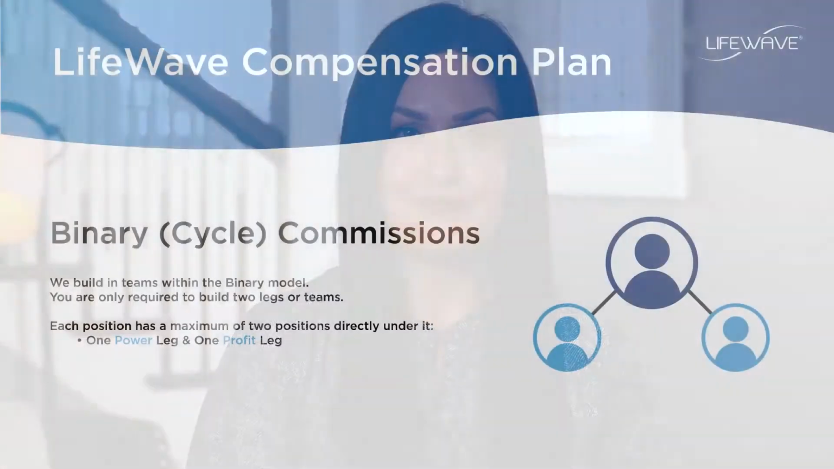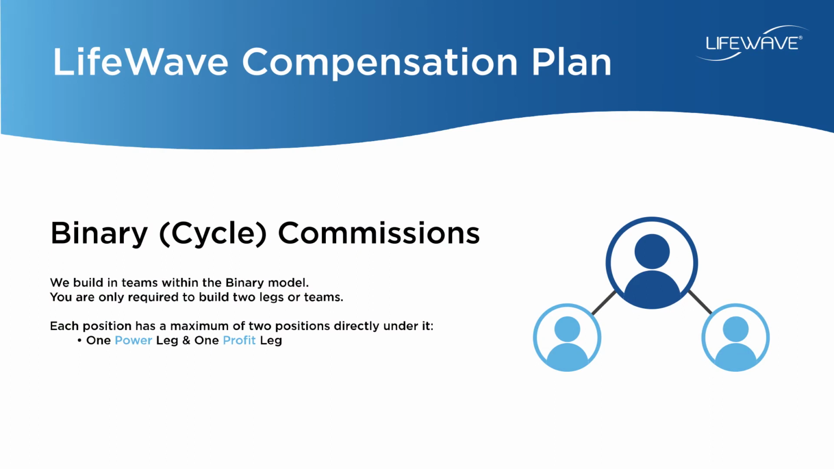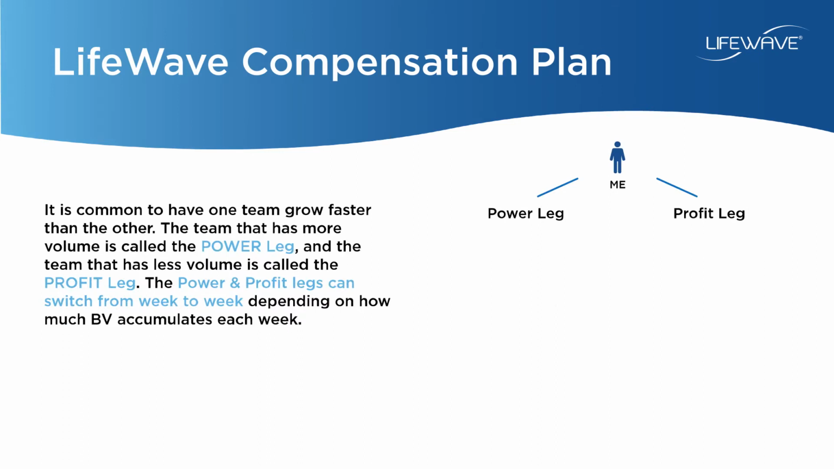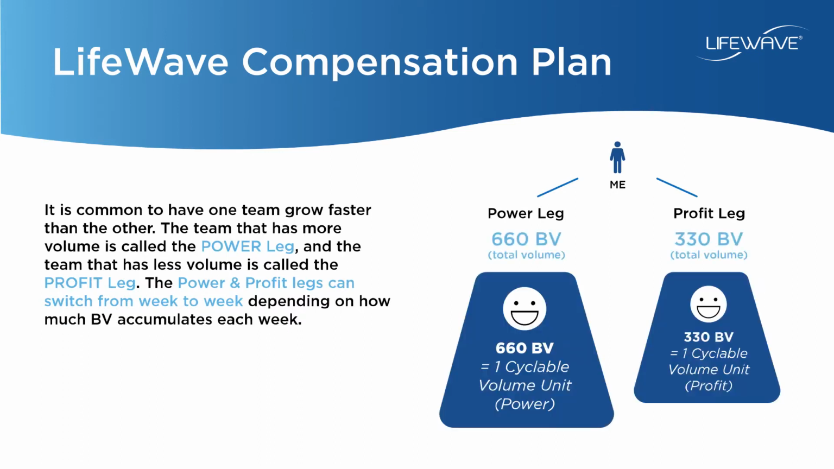Okay, so let's talk a little bit about how binary or cycle bonus commissions are calculated. Within a binary plan, we build in teams, and you only have 2 teams. You have your right leg and your left leg, or your power and your profit leg. It's common to have one team grow faster than the other. And like we said before, the team that's growing faster or has the most volume is considered your power leg, and the team that has less volume is considered your profit leg.